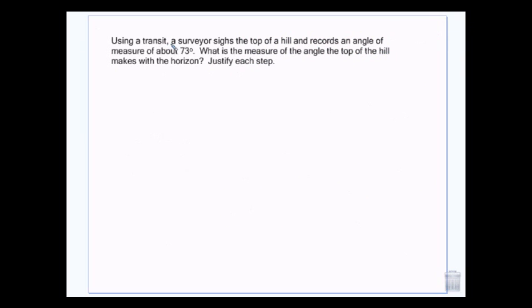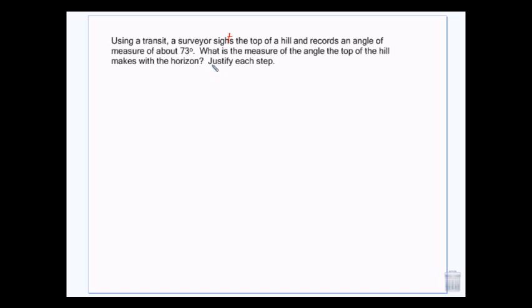Using a transit, that's the thing on the tripod that they look through. Okay. A surveyor sights the top of a hill and records an angle of about 73 degrees. What is the measure of the angle the top of the hill makes with the horizon?